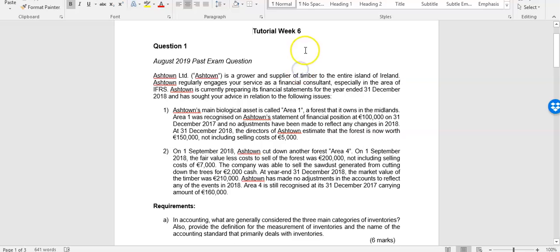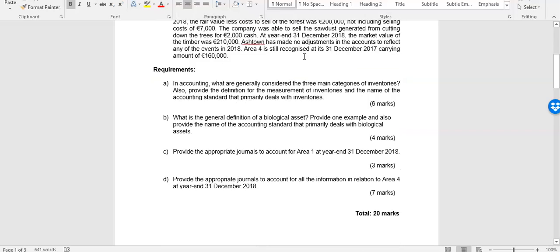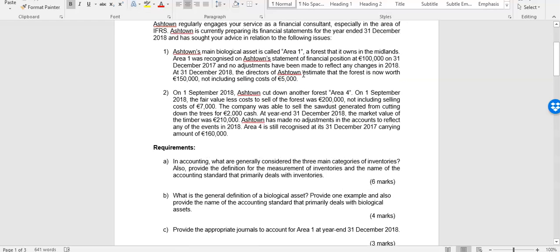So this question 1 was a past exam question from 2019. Now notice it was a 20 marker. The exam paper was different that year because, of course, it was a closed book exam in an exam hall. It'll be slightly different this year, but we'll talk you through it.